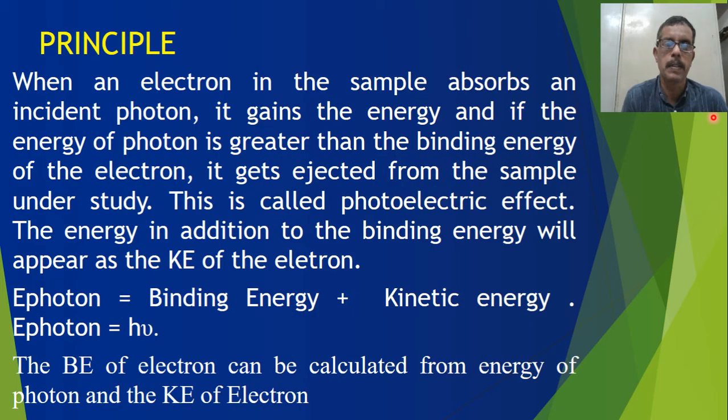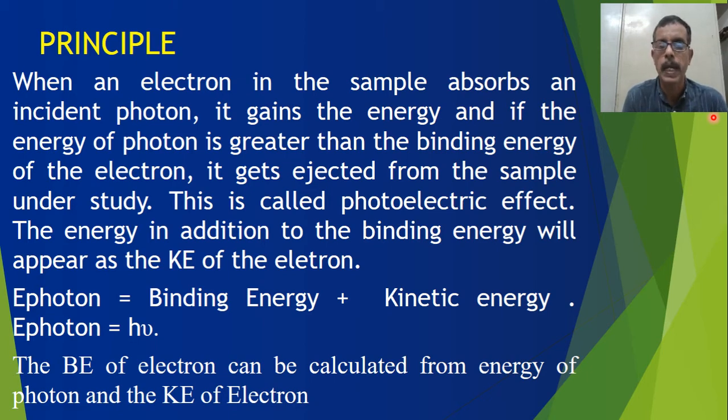The basic principle, as I told, is based on the photoelectric effect. When an electron present in a material absorbs the photons of light, it gains energy, and if the energy supplied by the photon is greater than the binding energy of the electron, then it gets ejected from the surface of the material. If the energy of the photon is greater than the binding energy, the extra amount of energy appears as the kinetic energy of the electron. And this effect, as you already know, is called the photoelectric effect.